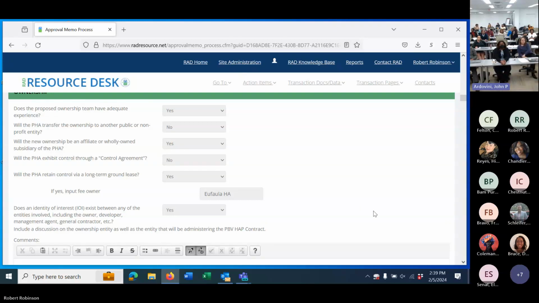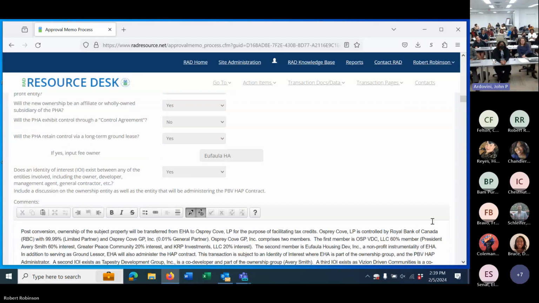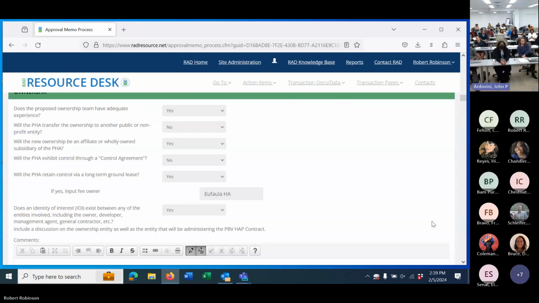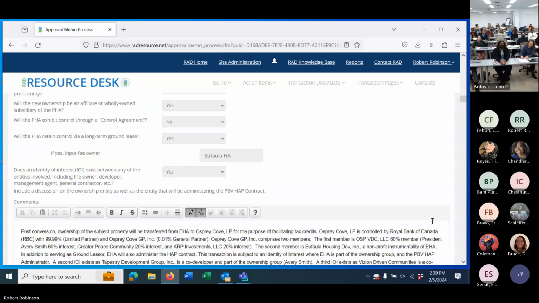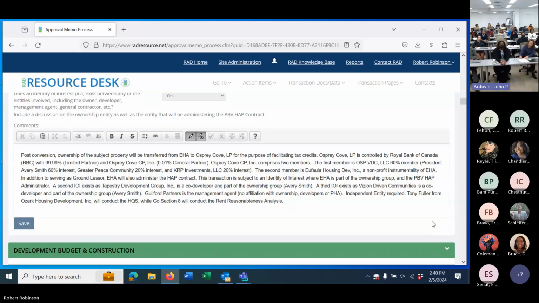If it has a ground lease, you would speak to that. If there's a control agreement, you would also speak to that. Is the PHA transferring ownership to another entity? In this case, it's a no, but they will be creating an affiliate or a wholly owned entity to facilitate the tax credits. So that's the information there. And then you would provide a narrative as well to address the ownership structure as described by the PHA.